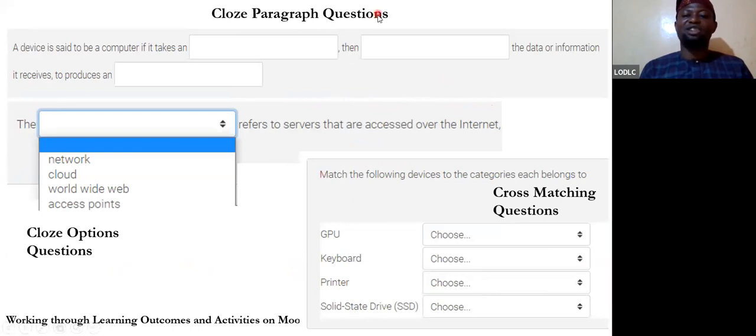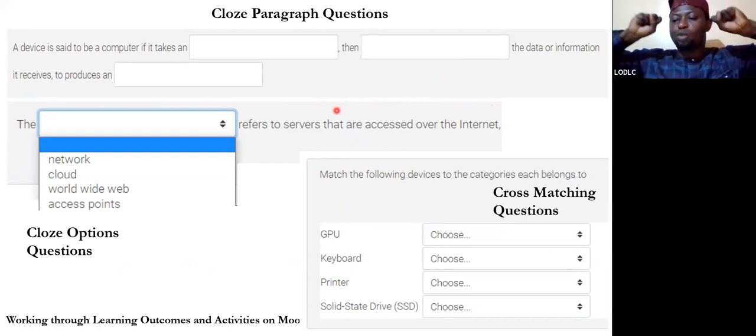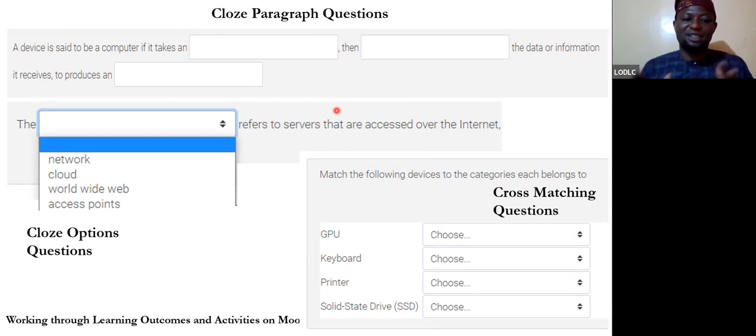Then another interesting question format that we have, we call it closed paragraph questions. The sentence will be in the form of a paragraph, and some missing words or sentences are removed from the paragraph. Look at this: the device is said to be a computer if it takes an dash, then dash, the data or information it receives to produce an dash. These are examples of closed paragraph questions. The students are expected to supply their answers by typing the correct options.